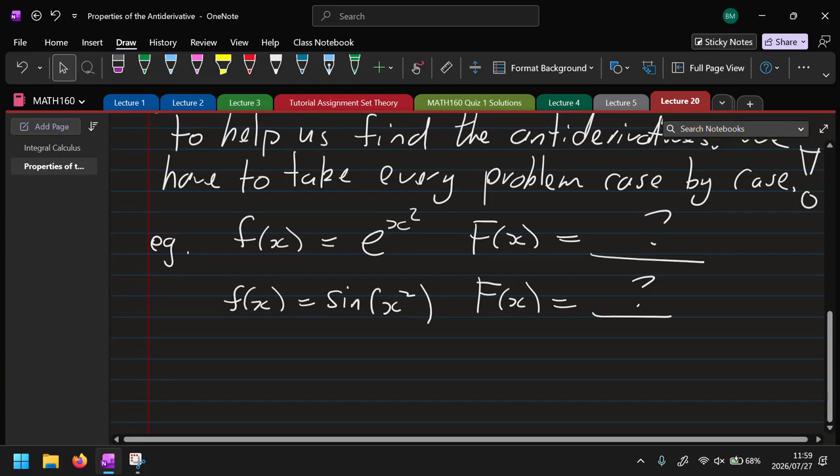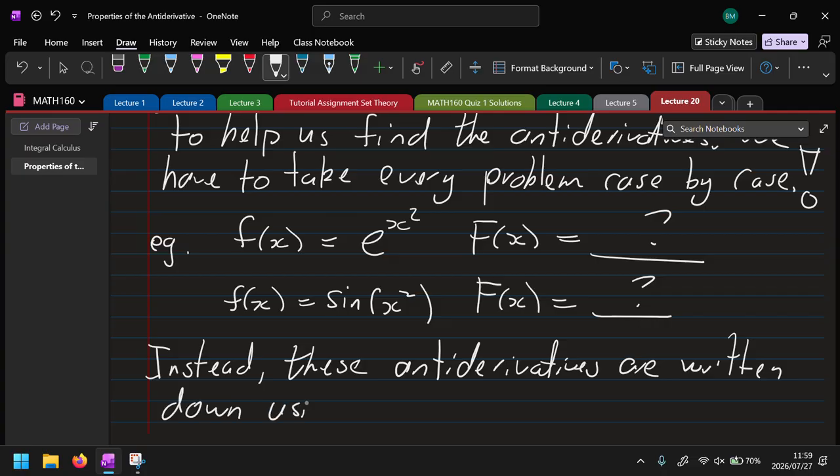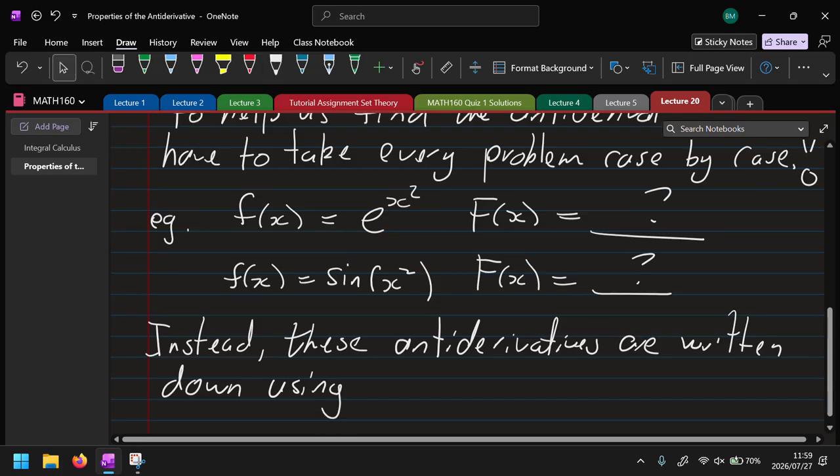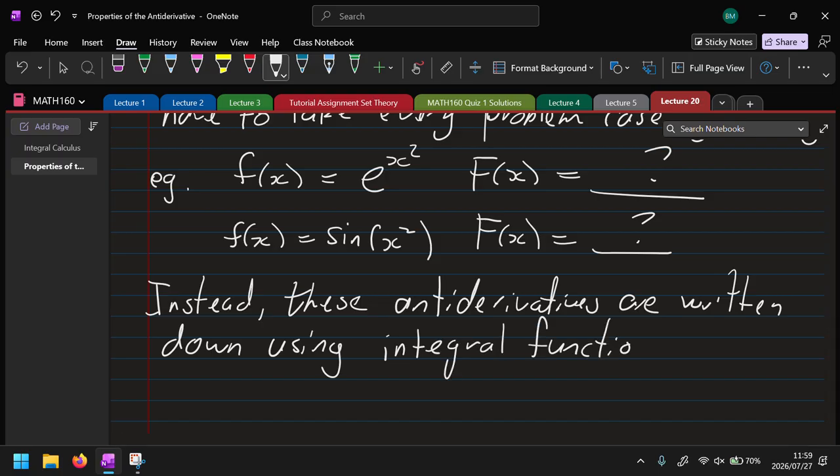Okay, so instead, these antiderivatives are written down using integral functions. Okay. We will look at that in a couple weeks.